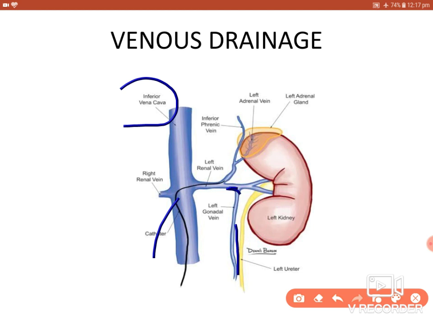Nerve supply: the sympathetic is derived from the T12 to L1 segments through the aortic and inferior hypogastric plexus. Parasympathetic is derived from the S2 to S4 segments through the pelvic splanchnic nerves.